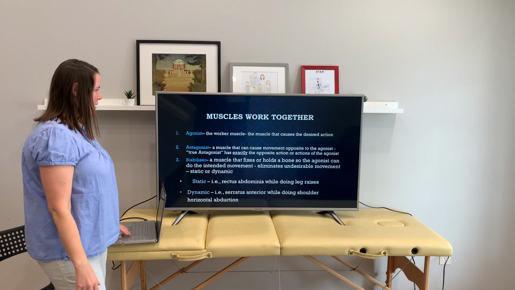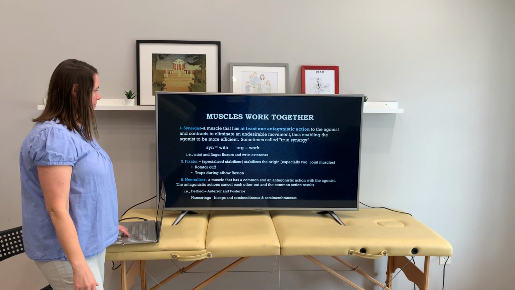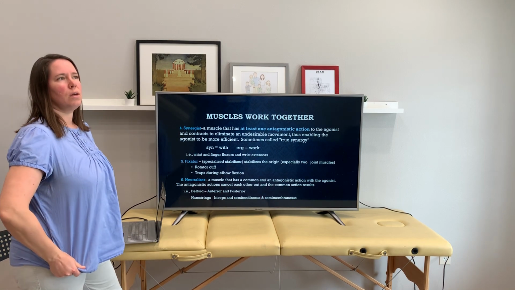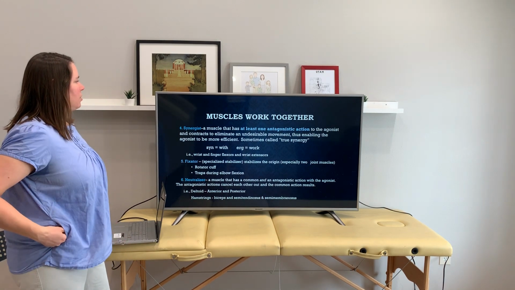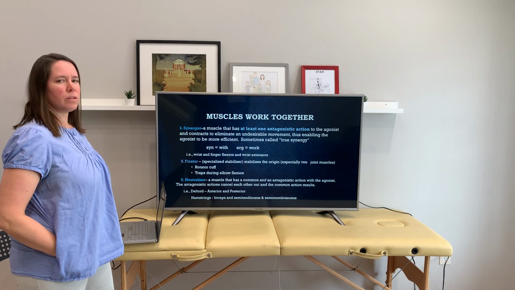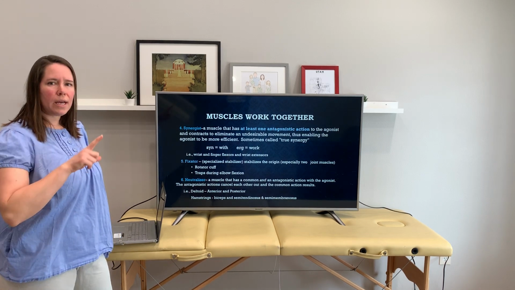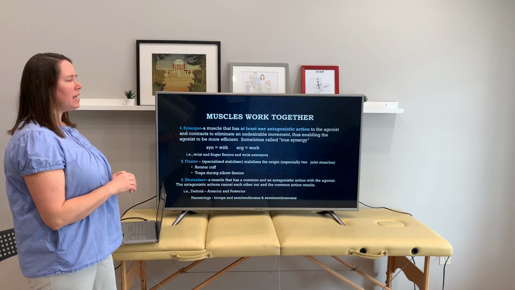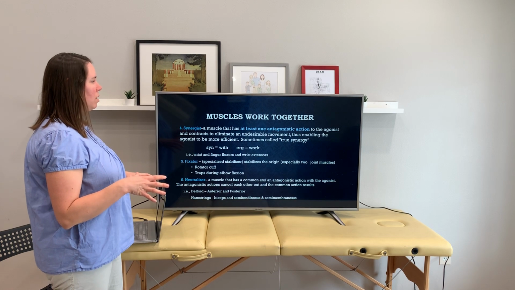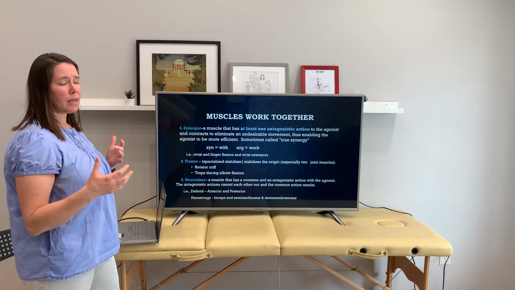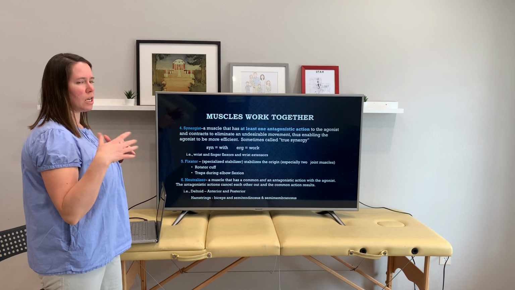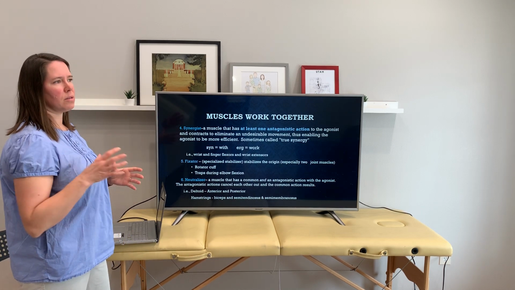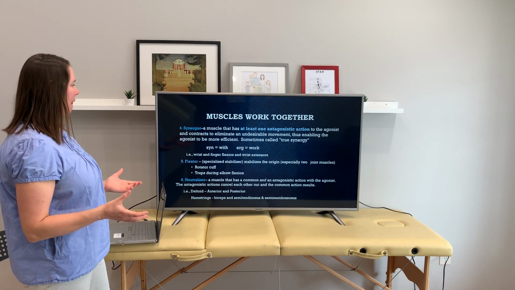Okay, so stabilizer. Okay, a synergist. A synergist, this one's sometimes a little bit trickier. So a synergist is a muscle that has at least one antagonistic action to the agonist, and it contracts in order to help the agonist be more efficient.